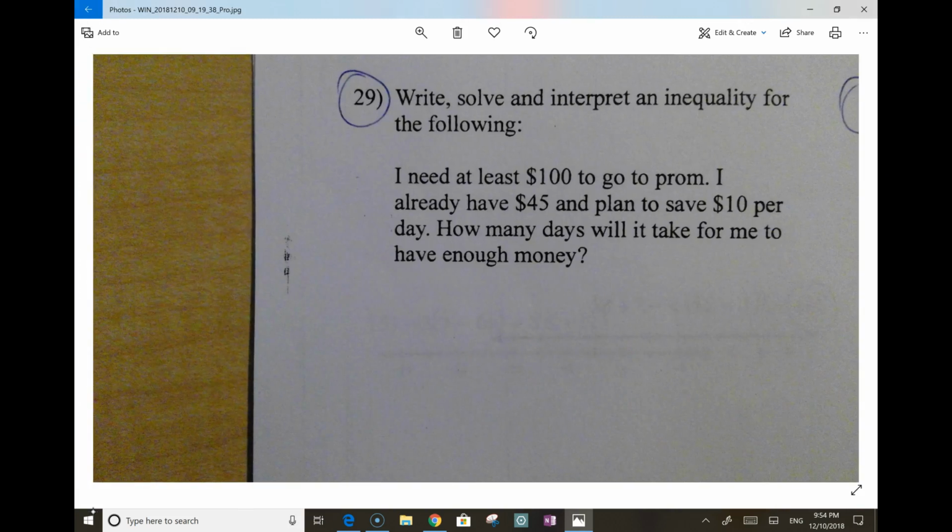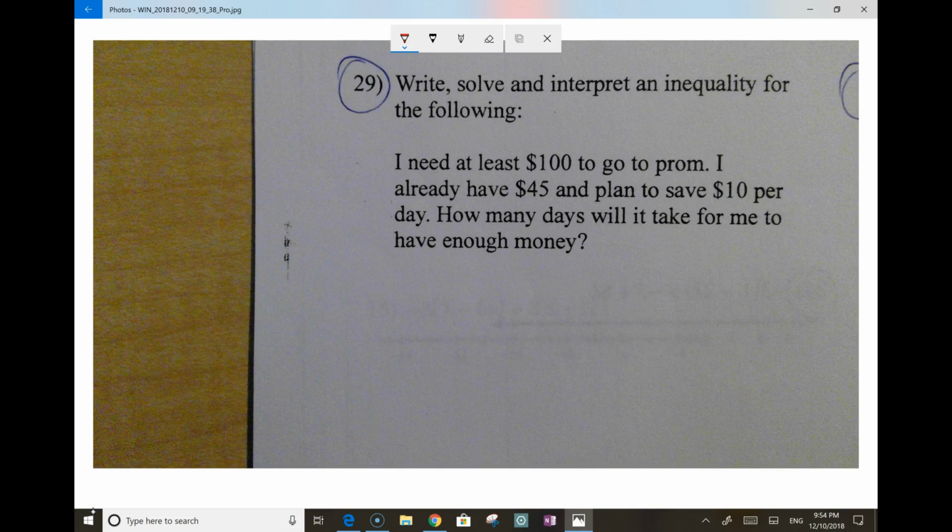A word scenario. Okay, so let's go ahead and do what we did before. I'm going to do a read through and then break this thing apart into what's relevant. So here's our task. We're going to write, solve, and then interpret an inequality for this scenario.